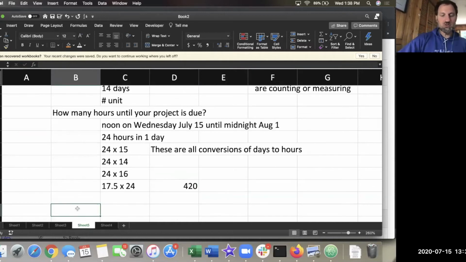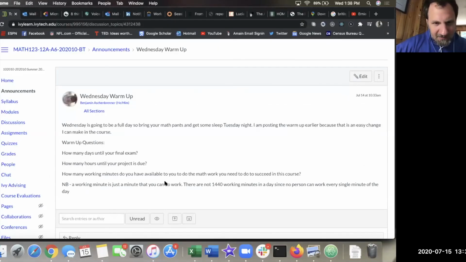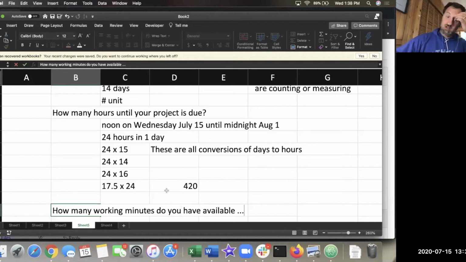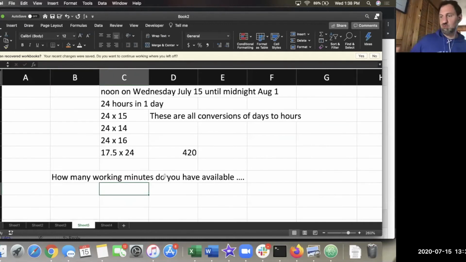Okay, then the last question was how many working minutes do you have available to you? And then I tried to define working minutes so that we would all have kind of a common definition of it. The point is that not every single minute of the day is available to you. If it were, I would just take 420 and multiply by what?